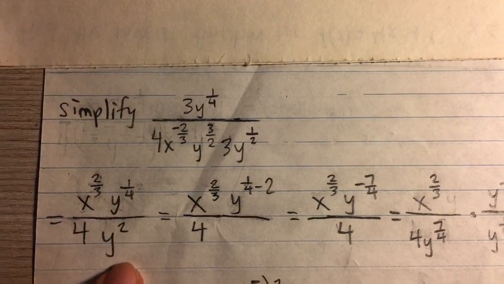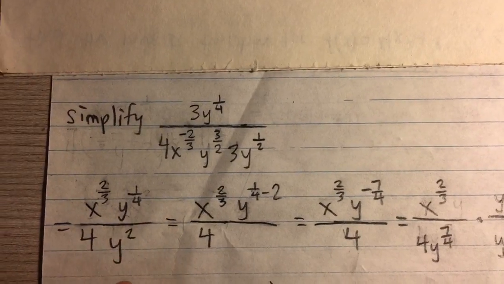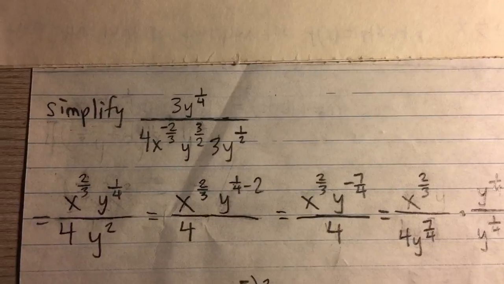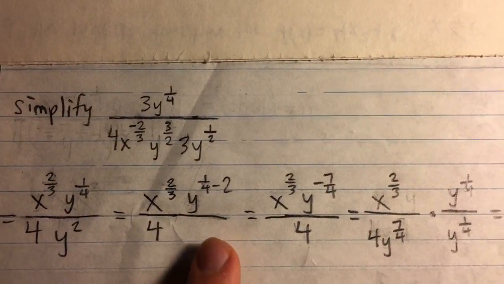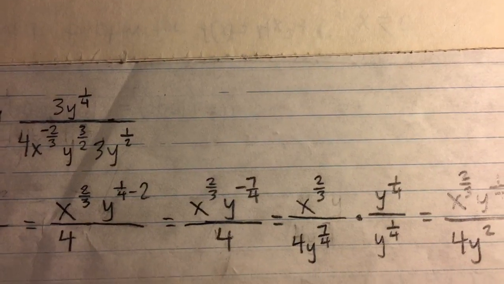And so next we have the y variables. Here we see that we're dividing them. So anytime you divide powers, we're going to subtract their exponents. So it's going to be y to the 1/4 minus 2. In other words, y to the negative 7 over 4.